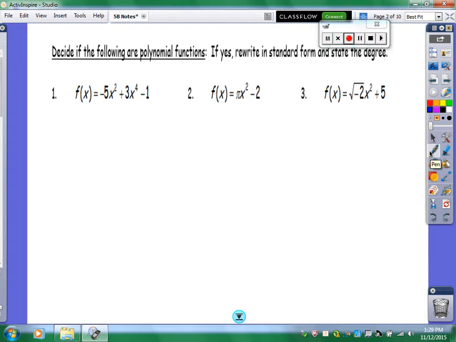Alright, so first of all, you need to be able to tell whether something is a polynomial function or not. So we're going to look at that definition. If it is a polynomial function, we're going to rewrite it in standard form and state the degree, because that's going to tell me how many solutions I've got.